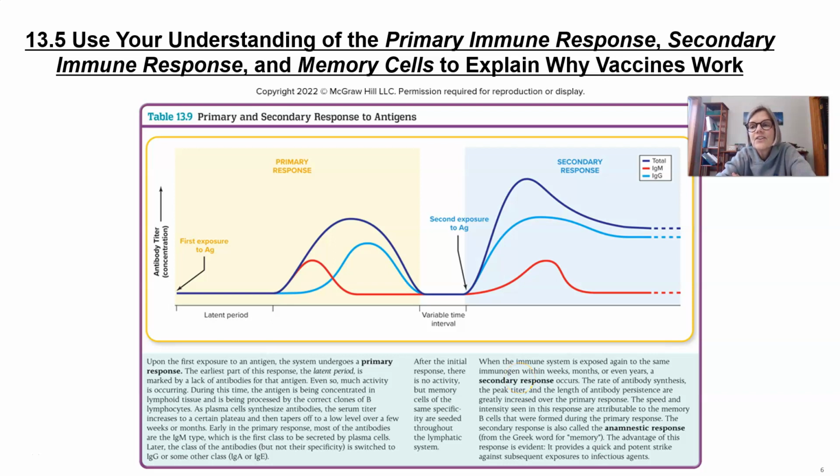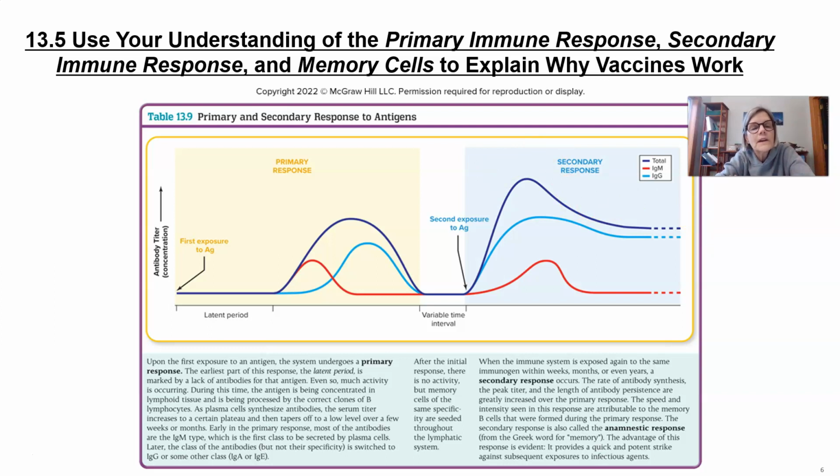This is the second video I have for section 13.5, and the learning outcome is use your understanding of the primary immune response, the secondary immune response, and memory cells to explain why vaccines work. So this is described in your book, and this table comes right out of your book. There's more detail here with IgG and IgM antibodies, and we're not going to really talk about that. I'm just going to look at the total antibodies and how they respond.